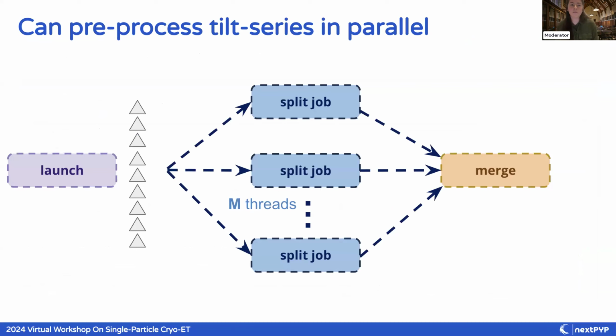All right, so this is going to be a visual to demonstrate how you can process tilt series in parallel using nextPYP. So the first thing that's going to happen is, say I have 9 tilt series and I'm going to go ahead and launch my job, and that's going to put these 9 into the queue. And once they're in the queue, they're going to go over to the split jobs.